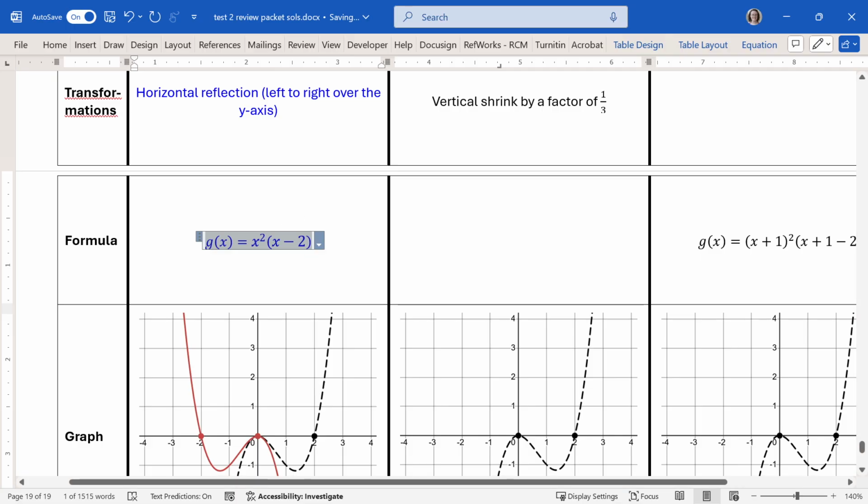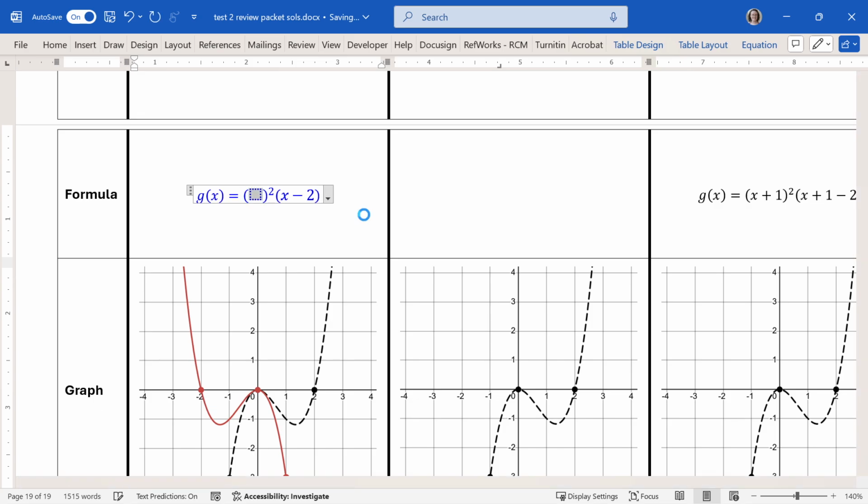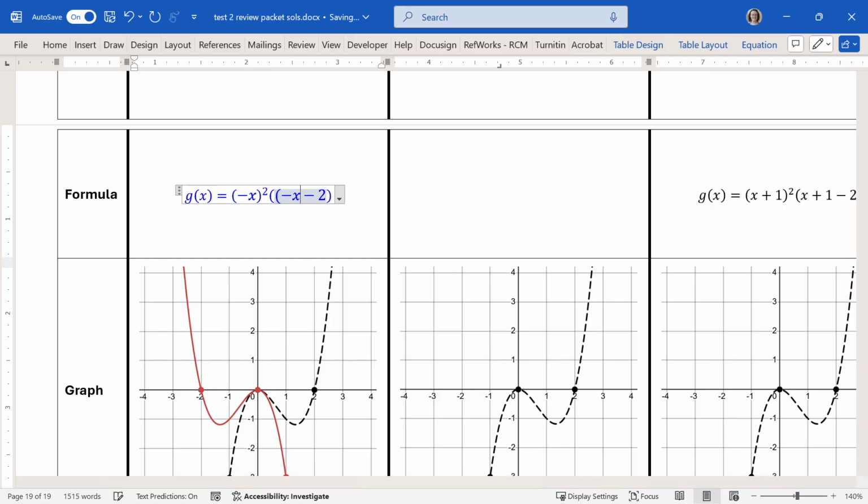So first of all, it's horizontal, so the change needs to be made to x and to both of the x's. And since it's reflection, we're going to make those x's negative. Now you got to be careful to go in parentheses and do it directly to x before any operation has been applied to x.